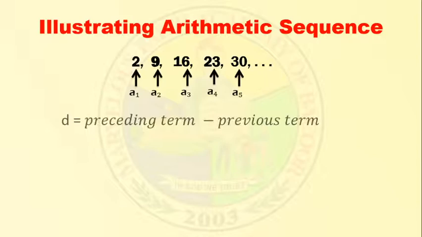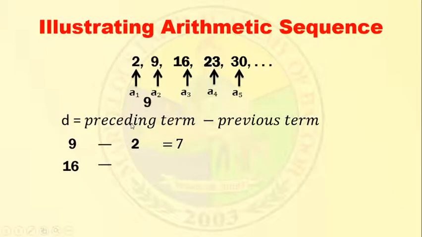So, next, let's find now the common difference by subtracting the previous term from the preceding term. Okay? So the preceding term is 9 minus the previous term, which is 2. 9 minus 2, the answer is 7. Next, the preceding term is 16 minus the previous term, 9. So 16 minus 9, the answer is 7.